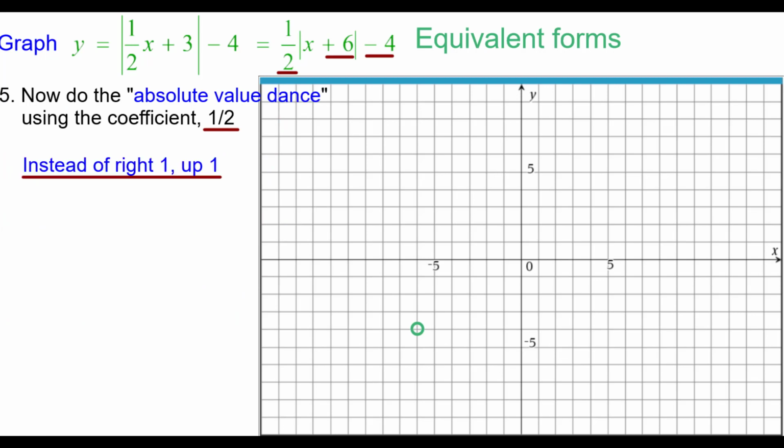So instead of right one, up one, like we would on an absolute value dance, we're going to go right one, up a half because of this half factor. Instead of right 2, up 2, like we normally would, it's going to be right 2, only up 1, half the distance. Instead of right 3, up 3, right 3, up 3 halves. We suggest you do the left side. Press pause to do that, and then resume when you're ready.